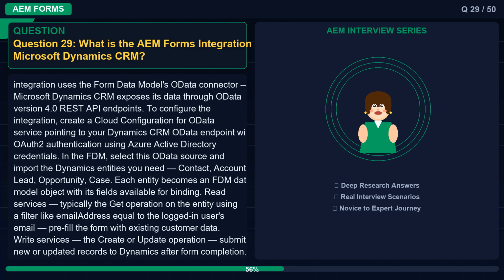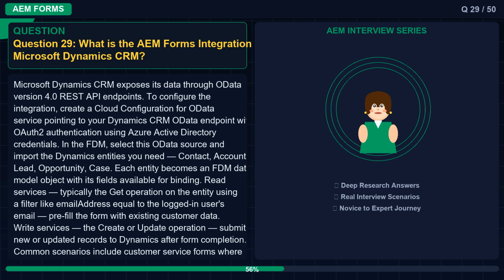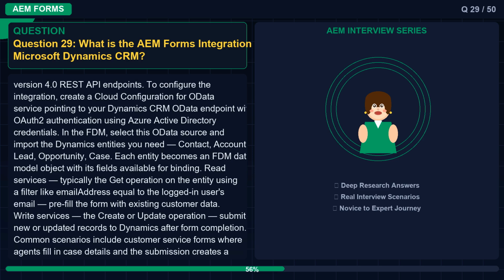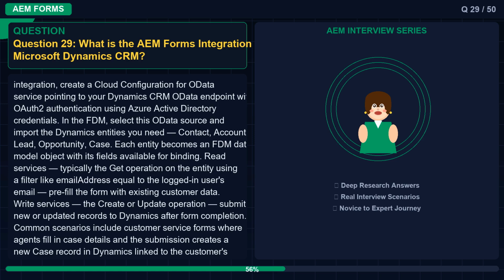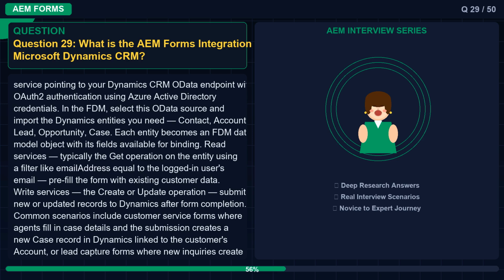To configure the integration, create a cloud configuration for OData service pointing to your Dynamics CRM OData endpoint with OAuth 2 authentication using Azure Active Directory credentials. In the FDM, select this OData source and import the Dynamics entities you need: contact, account, lead, opportunity, case. Each entity becomes an FDM data model object with its fields available for binding.